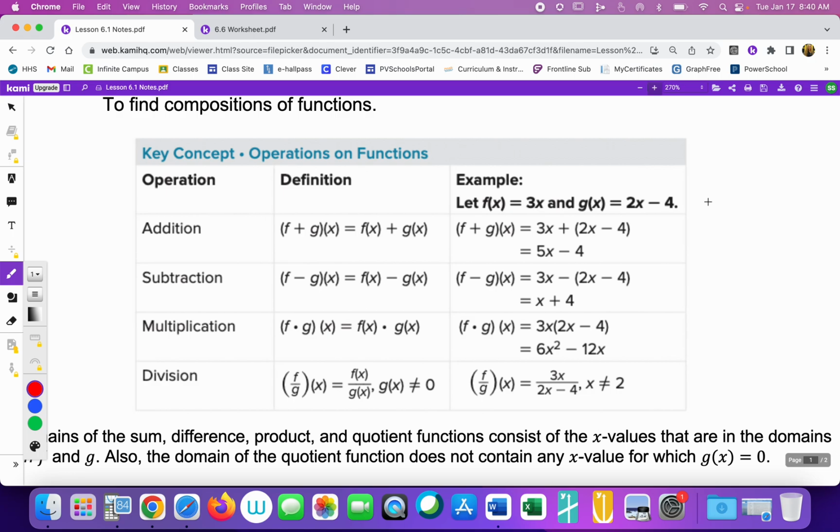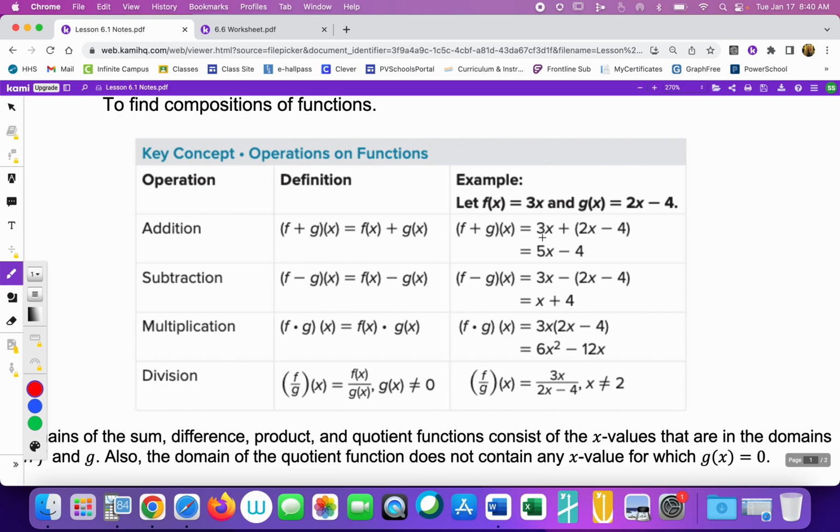So you might have two different functions. For example, over here, if f of x is 3x and g of x is 2x minus 4, if you add the two together, you just add this like term and this like term together, and simplify. Now, sometimes you might be plugging in a number after that, but most of the time you're just going to be combining functions. So subtracting again, you would just subtract the two functions.